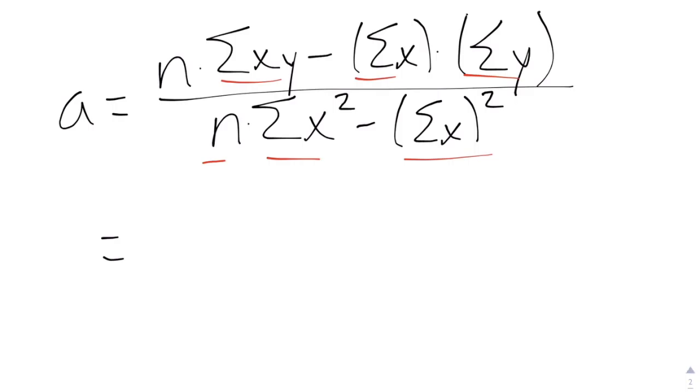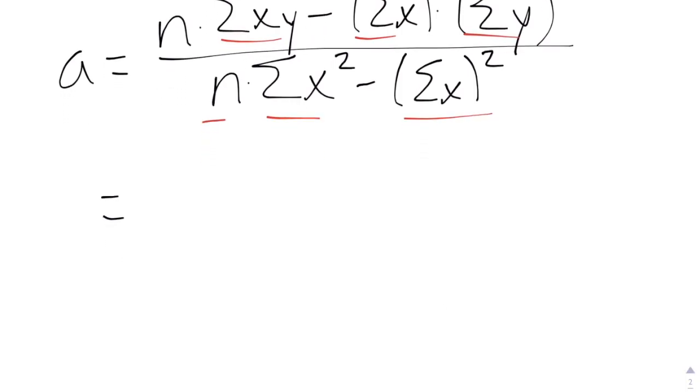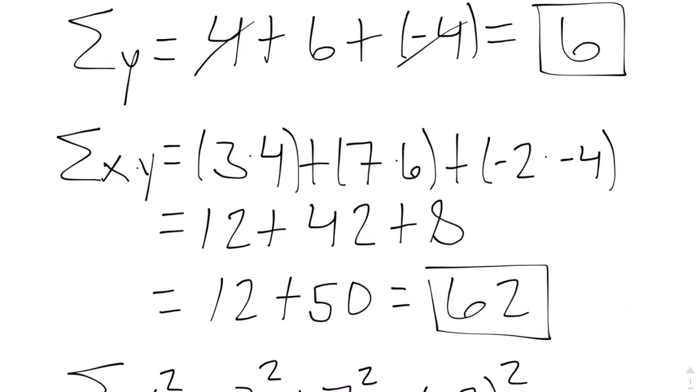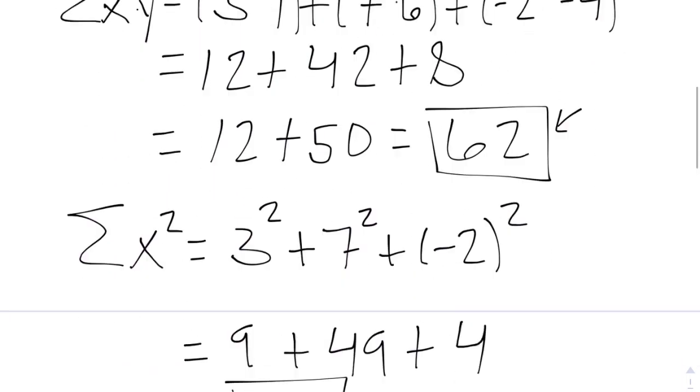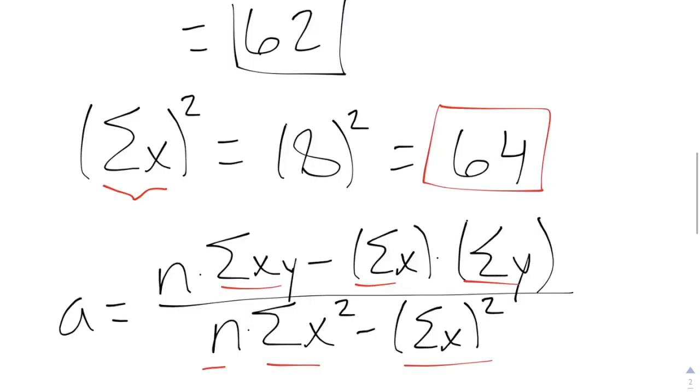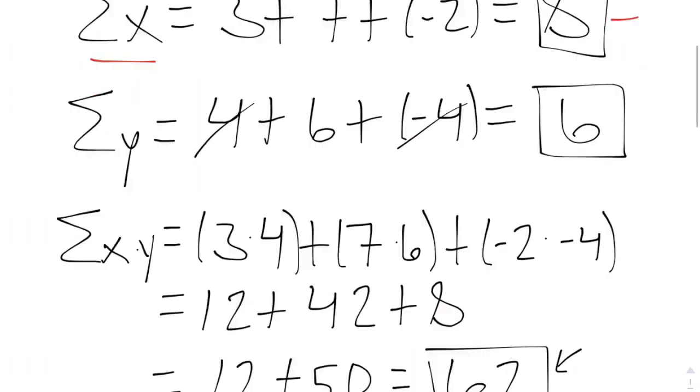So we're going to have n is 3, and the summation of xy is 62. Now, if you don't know where I got 62, just go and check summation of xy. It's right here, 62. Okay? And we're just going to plug in numbers. Minus summation of x, which was 8, times summation of y, which was 6. Just double check. Yep, 8 and 6, good.